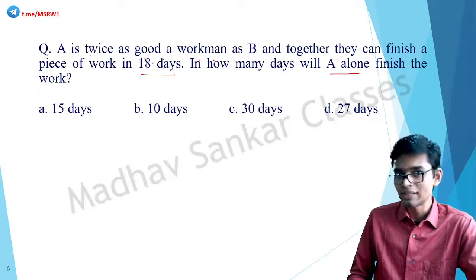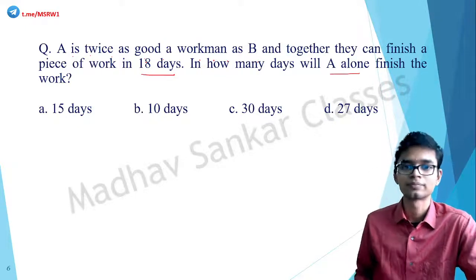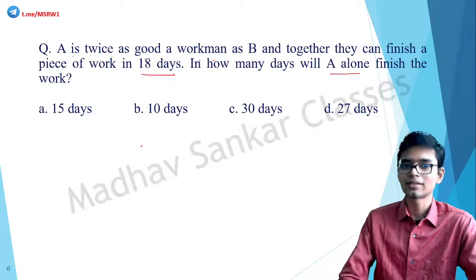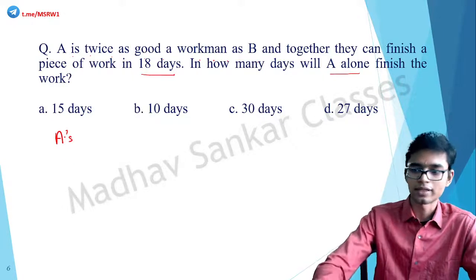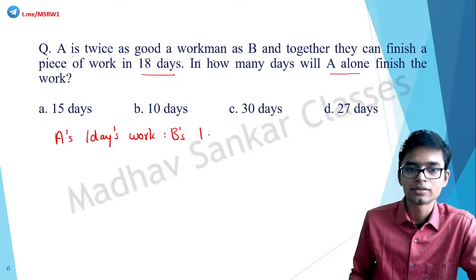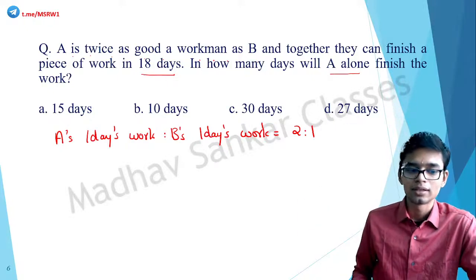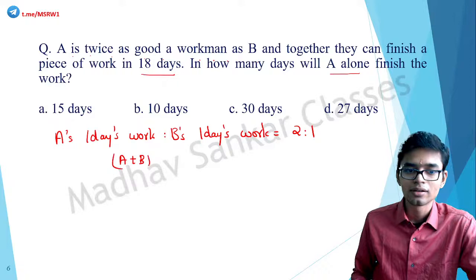So A is twice as good a workman as B. What does that mean? It means A can finish a piece of work in half the time B does the same work. Correct? Because A is twice as good. So A takes half the time. Correct? Now, let's start. A's 1 day work is 2. B's 1 day's work is equal to how much? 2:1, because A is twice better than B. Correct. Now, A and B together can finish the work in 18 days. So A plus B's 1 day work.